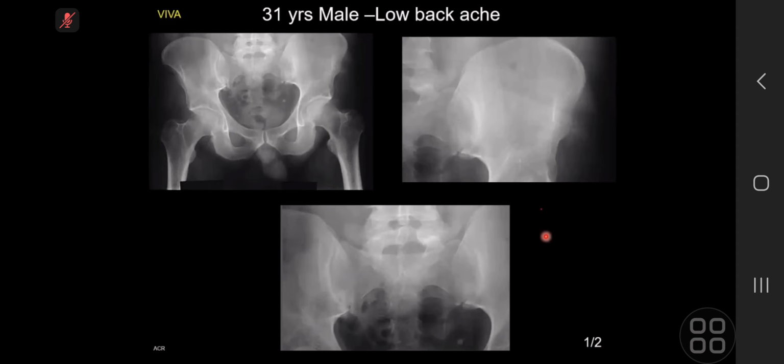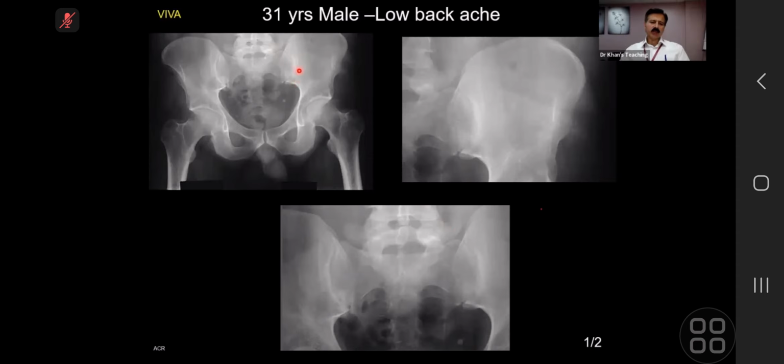Okay, that's a 31-year-old male with low back aches. This is the frontal projection of the hip joint and the cone view of the left sacral region. Yes, I can see there is sclerosis of the left-sided sacroiliac joint. Okay, you have picked up sacroiliitis, bilateral asymmetrical, more marked on the left side.